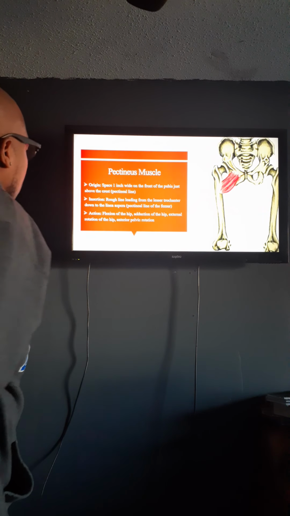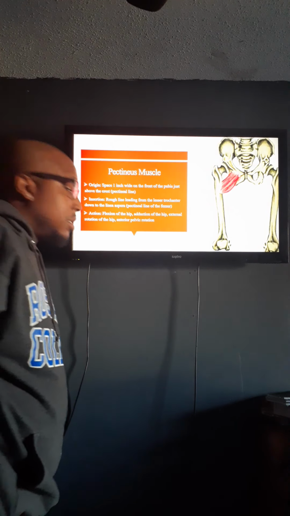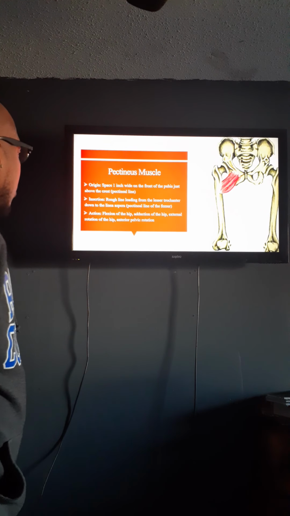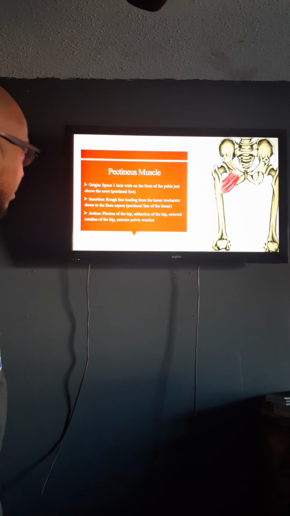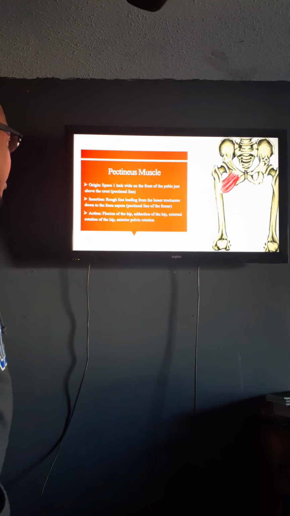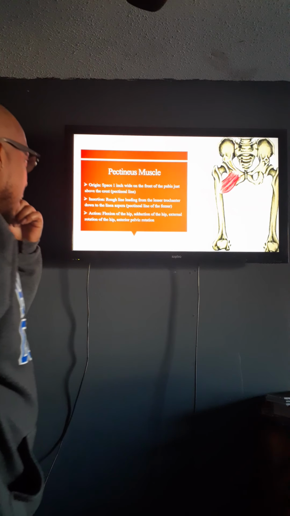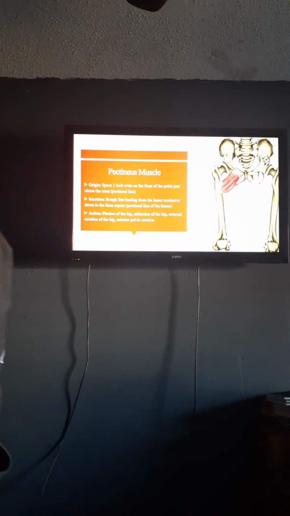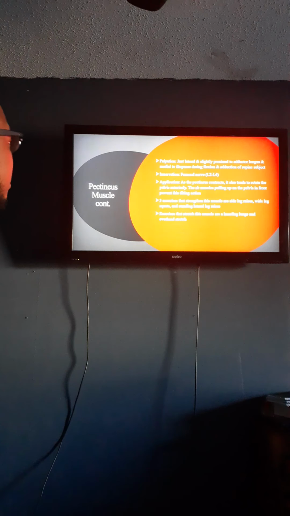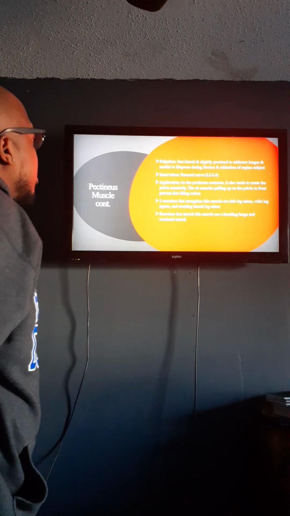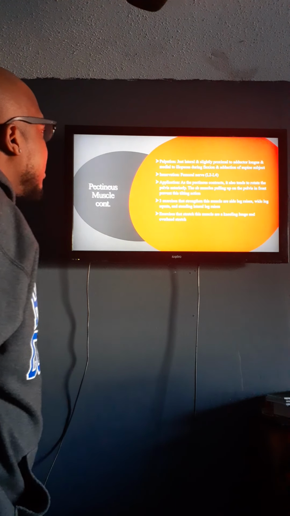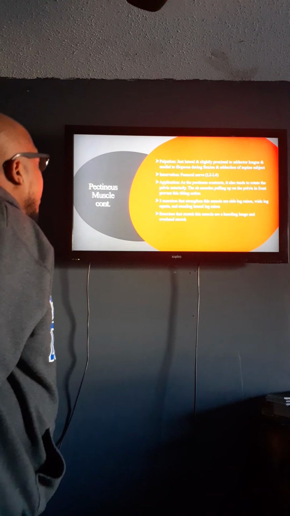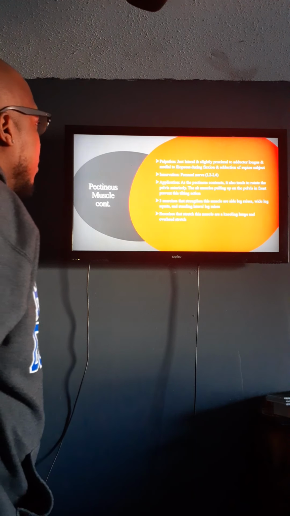Origin is a space 1 inch wide on the front of the pubis, just above the crest. Insertion is a rough line leading from the lesser trochanter down to the linea aspera. Action is flexion of the hip, adduction of the hip, external rotation of the hip, and anterior pelvic rotation. Palpation is just lateral and slightly proximal to the adductor longus and medial to the iliopsoas during flexion and abduction. Innervation is the femoral nerve, L2 and L4.